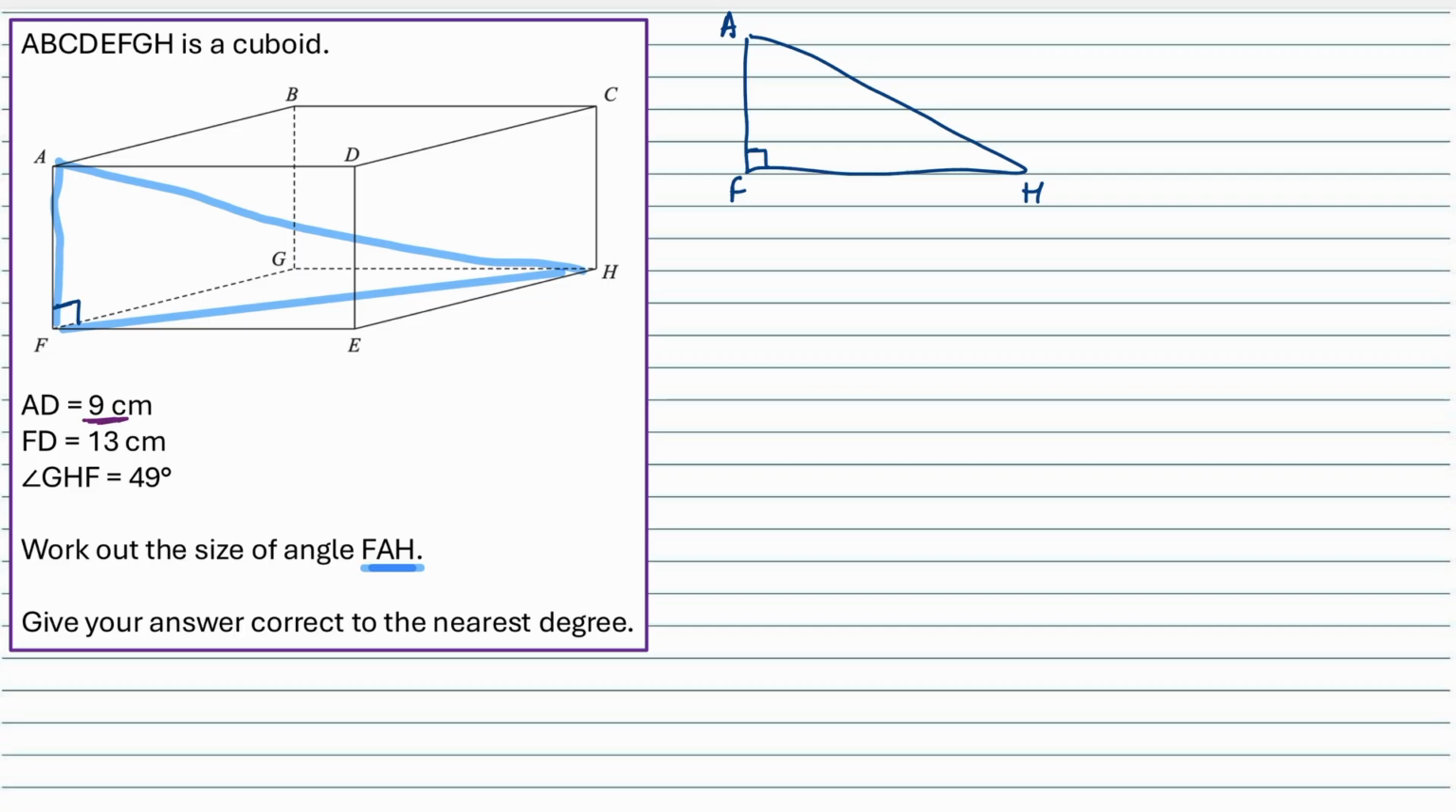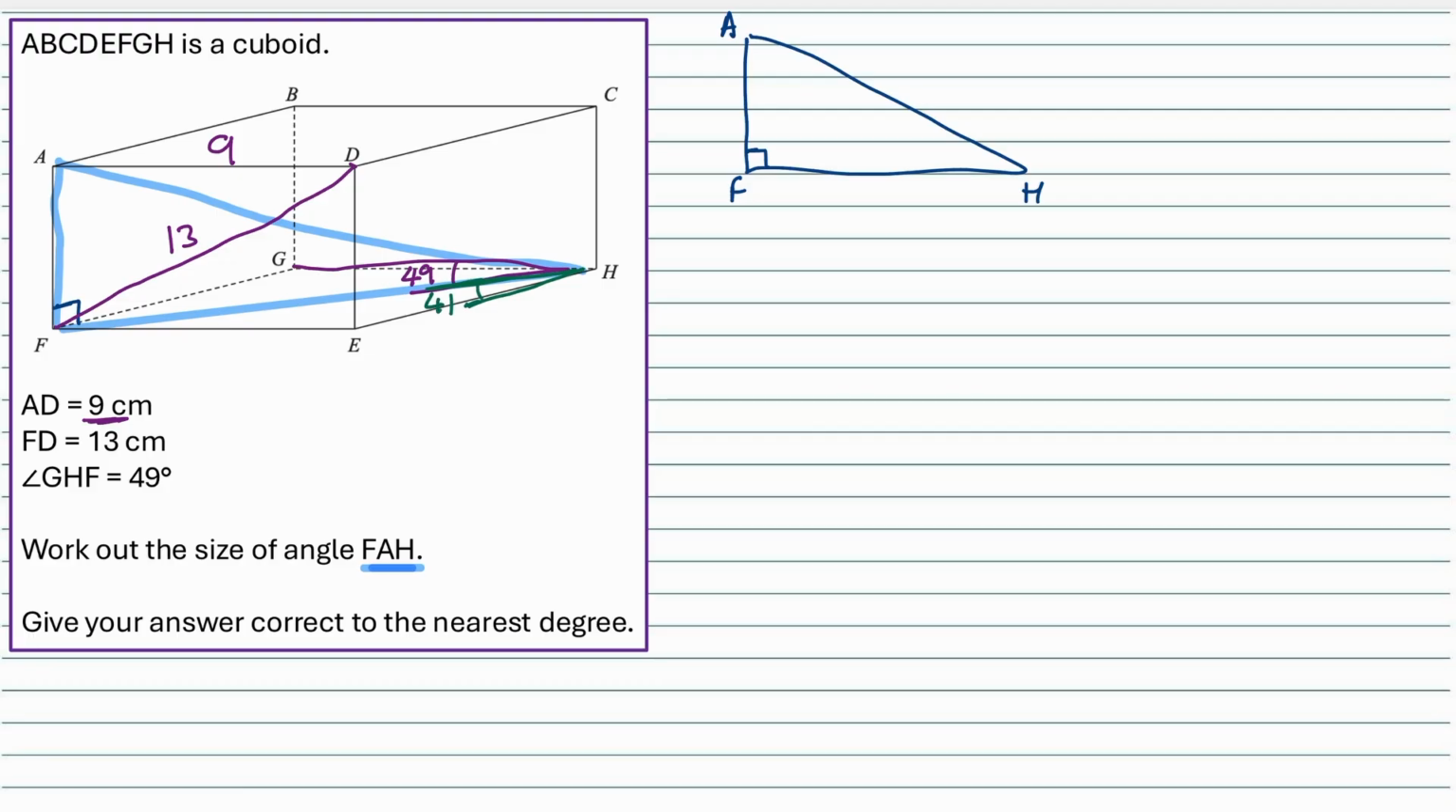we know A to D is 9 centimeters. That's this length here. We know F to D is 13 centimeters, and F to D is this length. And then G to H to F, which is this angle here, is 49. So I'm going to use that to work out the green angle. That'll be 90 take away 49, that'll be 41 degrees.